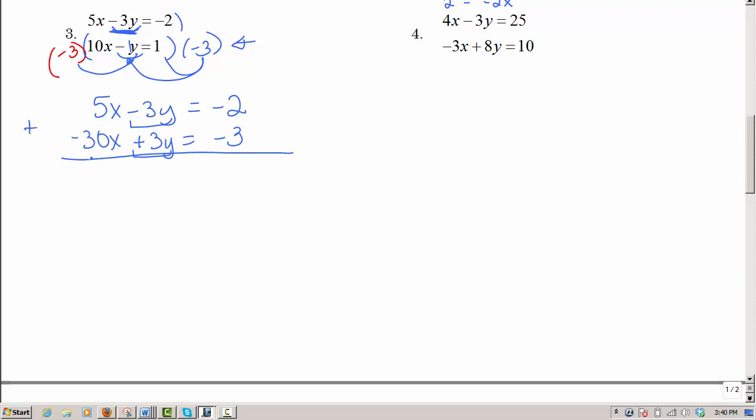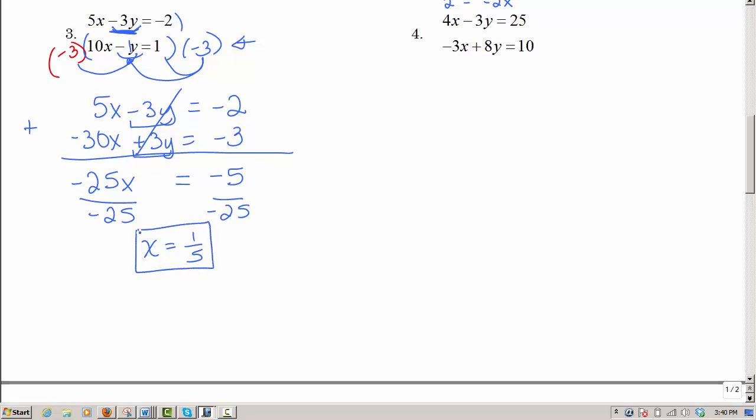So again, I'm adding these equations. So I have negative 25x, that's 0, equals negative 5. So I have to divide by negative 25. Negative over negative is a positive. So yeah, I got fractions. Am I done? No, I have to get y.